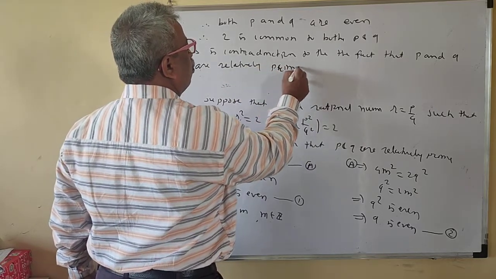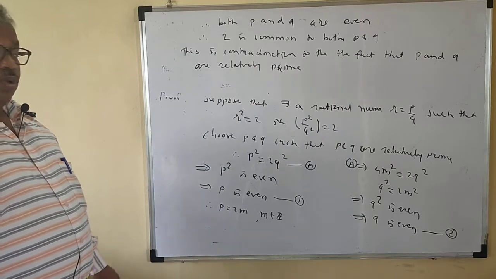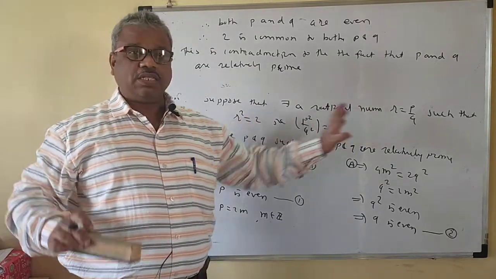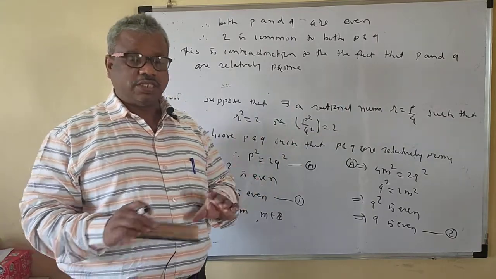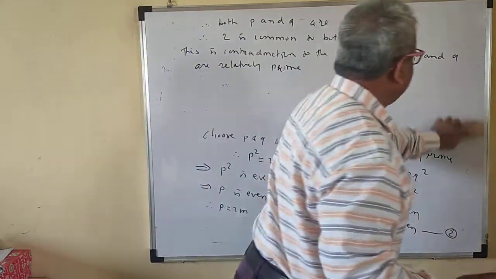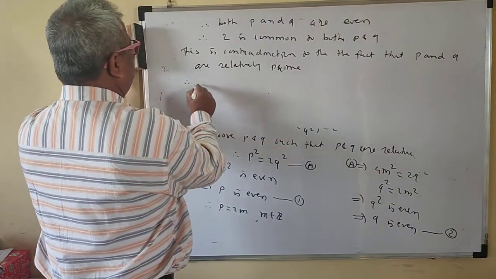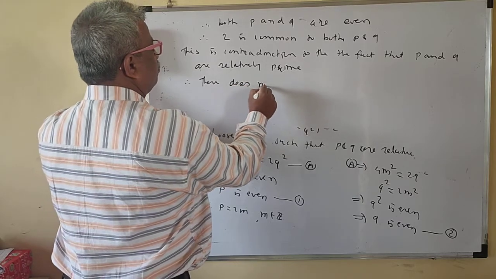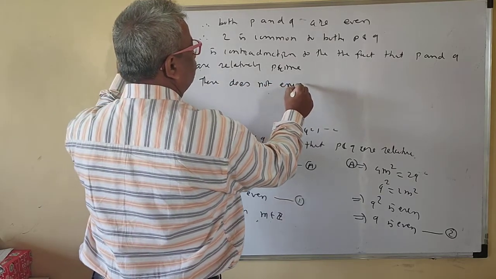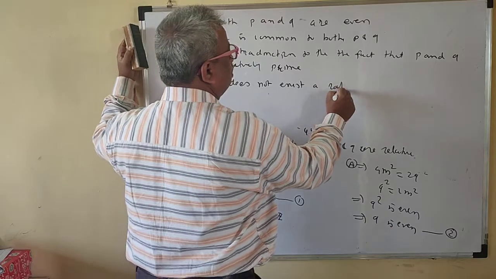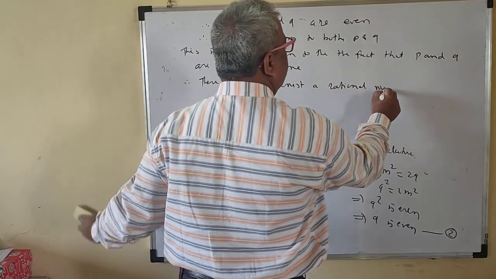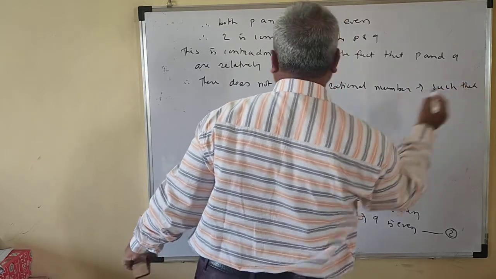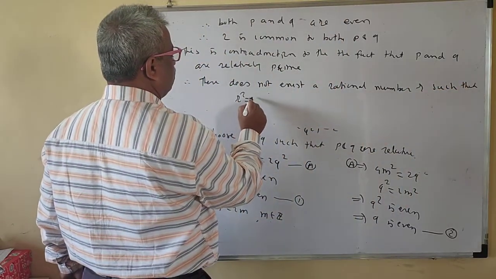Why do we get this wrong answer? Because our supposition is wrong. So what is our supposition? We are assuming that R is a rational number. So therefore there does not exist a rational number R such that R square is equal to 2.